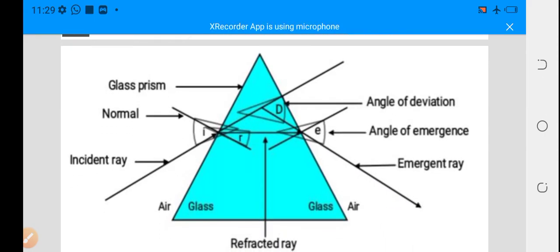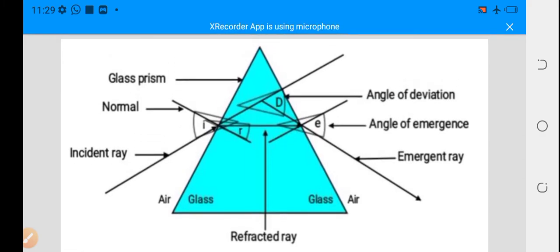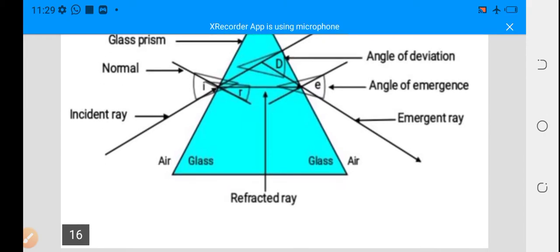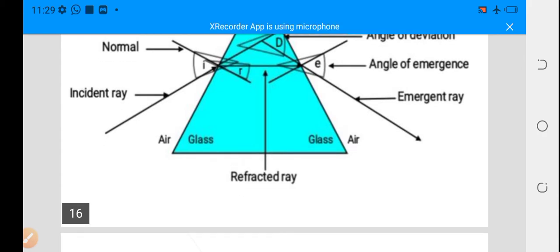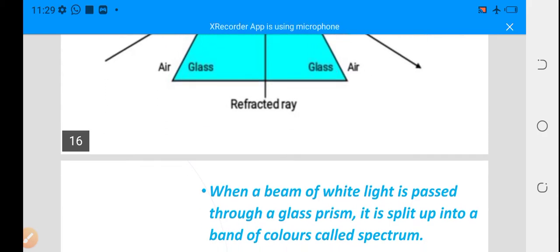The light ray is incident by making a certain angle, which is called the angle of incidence. And it is emerging out by making a certain angle, which is called the angle of deviation. Between the incident and emergent, the ray there is called the refracted ray.